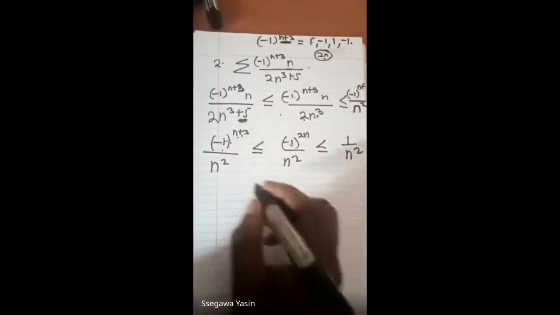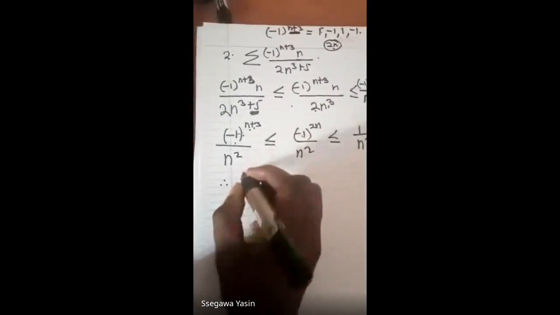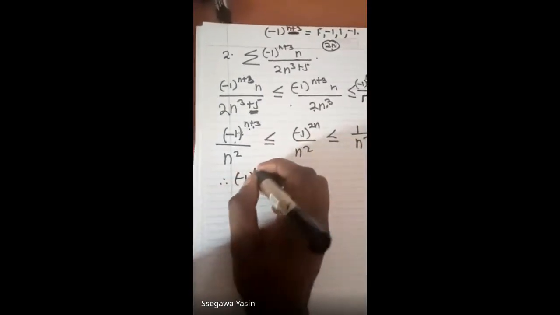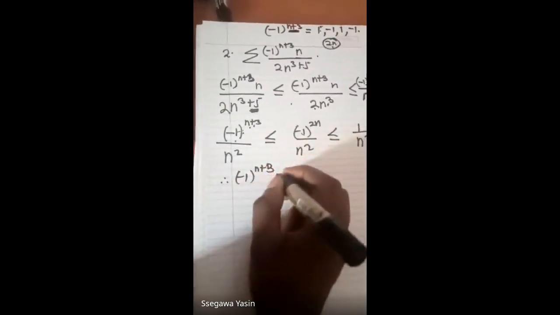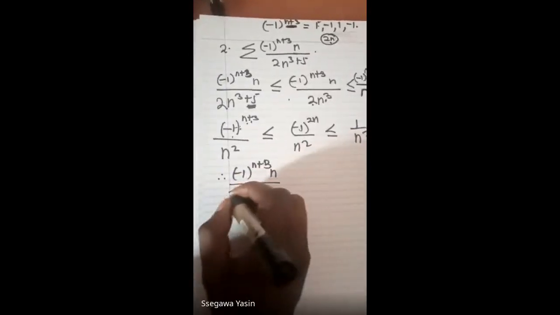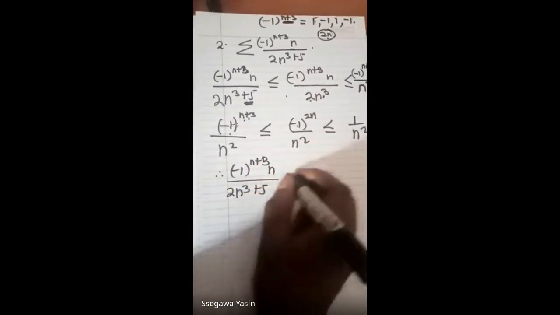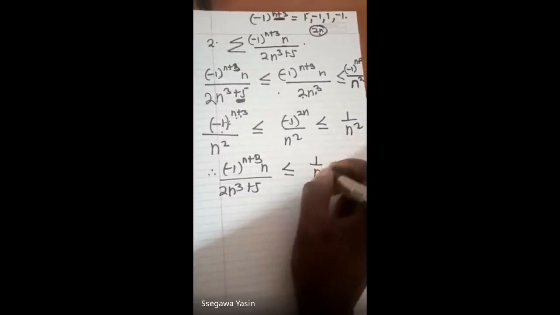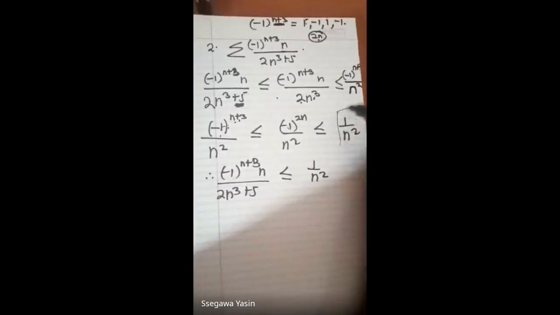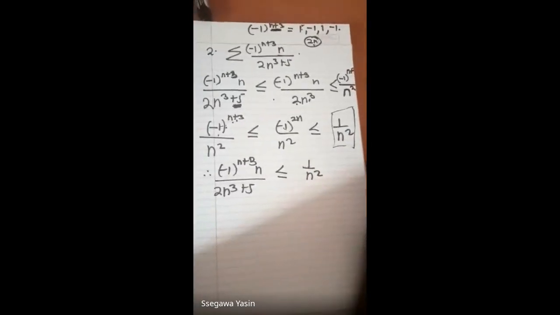So I'm picking up now, I have something funny. I have negative 1 to the n plus 3, n over this is 2n cubed plus 5, less or equal to 1 over n squared, because I've picked only the last one I want.